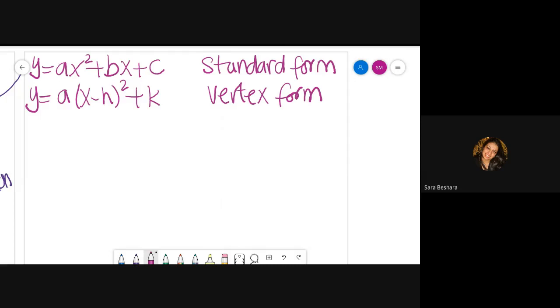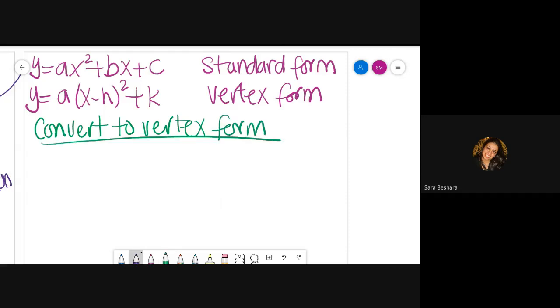It shows the vertex of the parabola. The standard form doesn't show anything. So in this video, I'll show you how to take a formula that's in standard form and convert it to vertex form. That's the main goal of this video. You should be able to do that after I finish here. So first, let's do an example, but I'm going to write here what we need to do. Convert to vertex form.